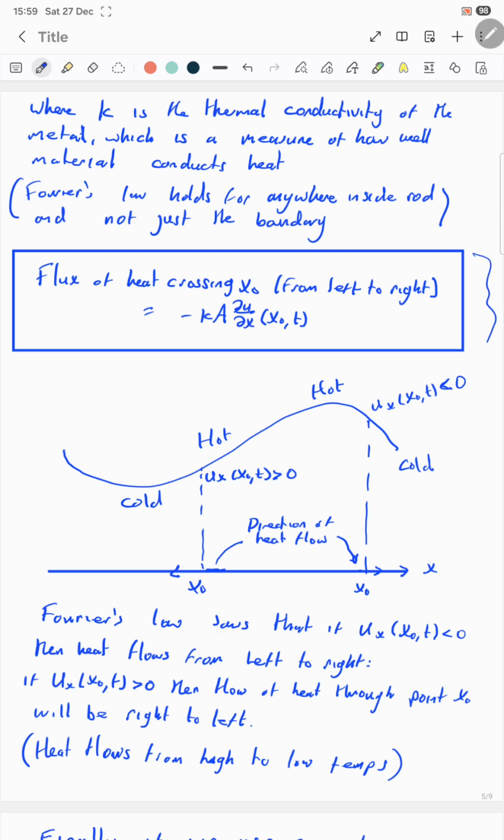Now inside the box here, I've put the flux of heat crossing x naught from left to right equals minus k times A times du/dx at x naught, t. I've drawn it on a little graph here to help visualize this. Now Fourier's law says that if du/dx at x naught, t is less than 0, then heat flows from left to right. Likewise, if it's the other way around, then heat flows from right to left. Heat flows from a high temperature to a low temperature, which is basically what I'm saying here.